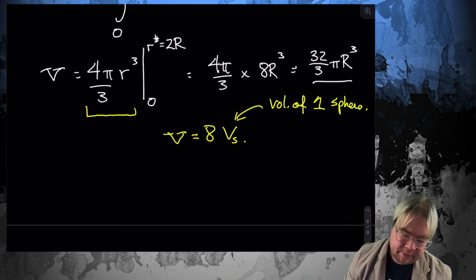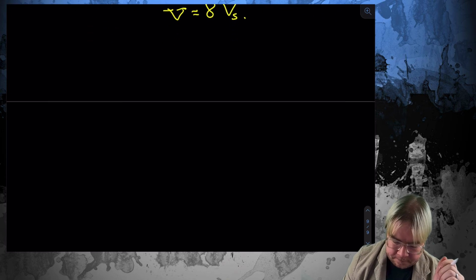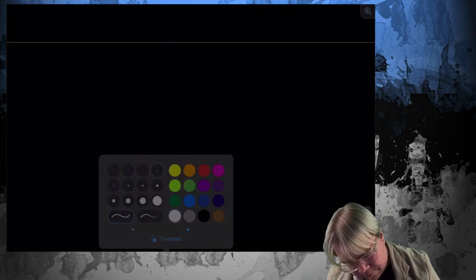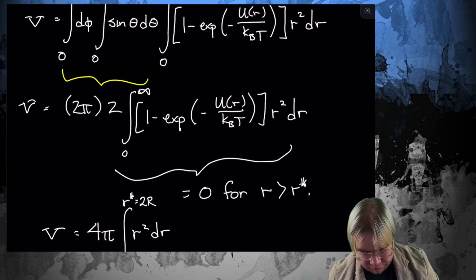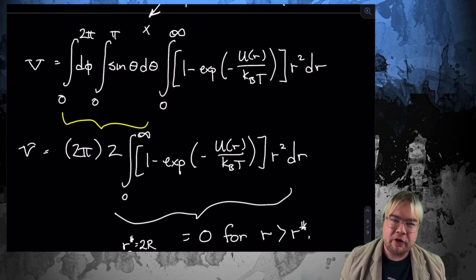So that's the excluded volume. It's 8 Vs. That's what we got. Now, is that useful or not? Let's do this a different way. Let's try to get some insight, right? It's one thing to write down an equation like this and solve it and get some value, but what does the value mean?